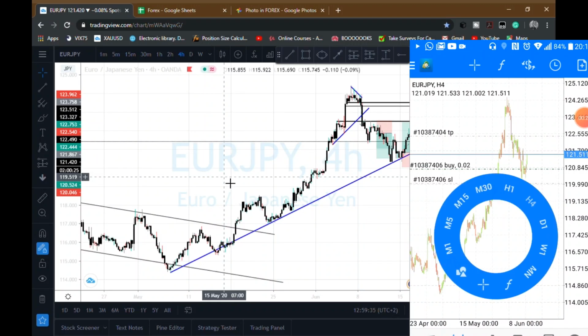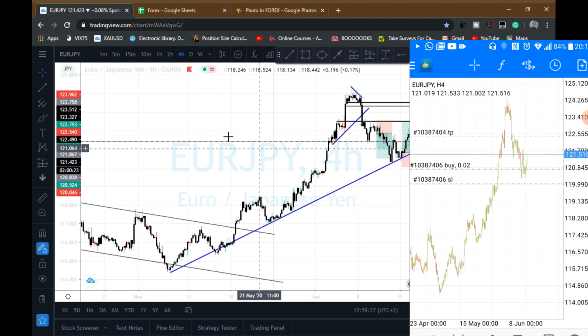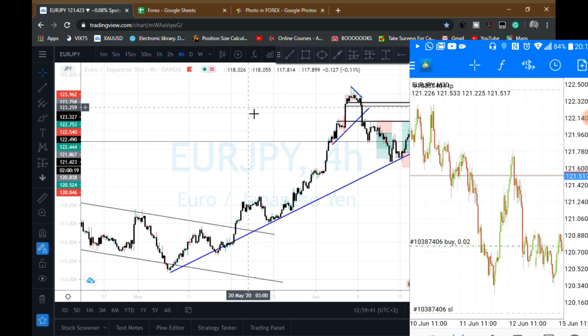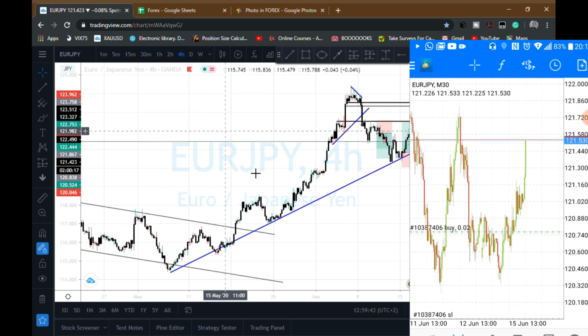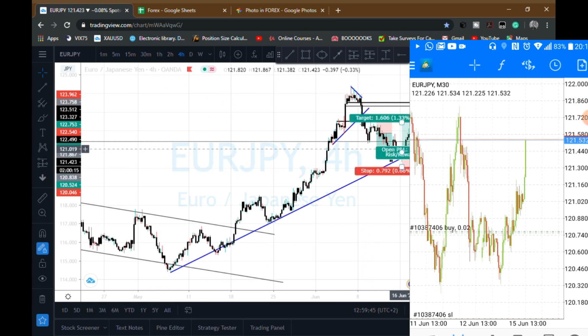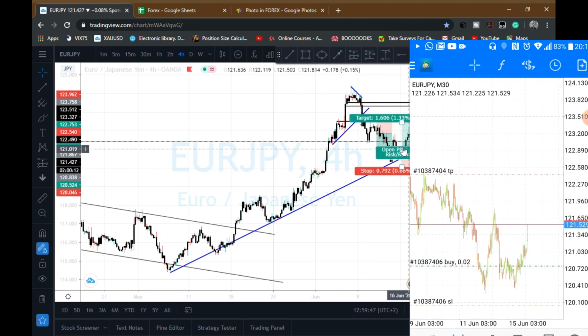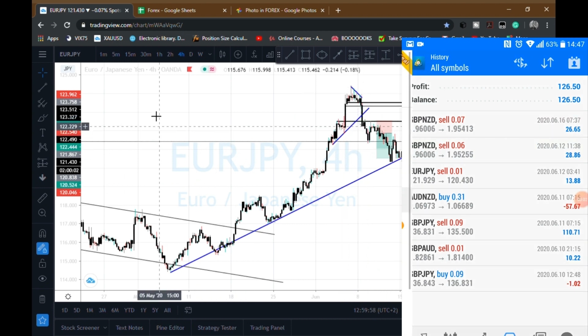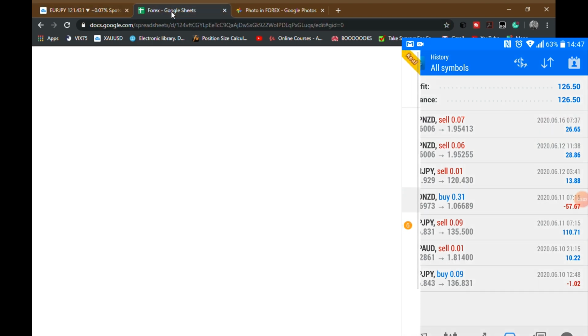Hello everyone. So today I'm going to be taking you through all the trades that I took last week, including the one that I'm currently in. As you can see, I have EURJPY running. I just moved my stop loss to break even in case it decides to come back before hitting my take profit. So let's go to my journal here.